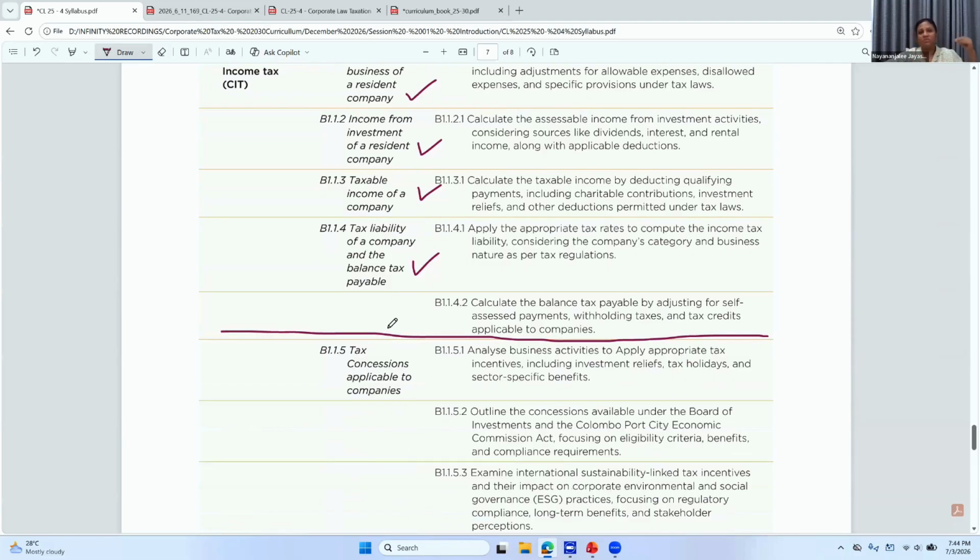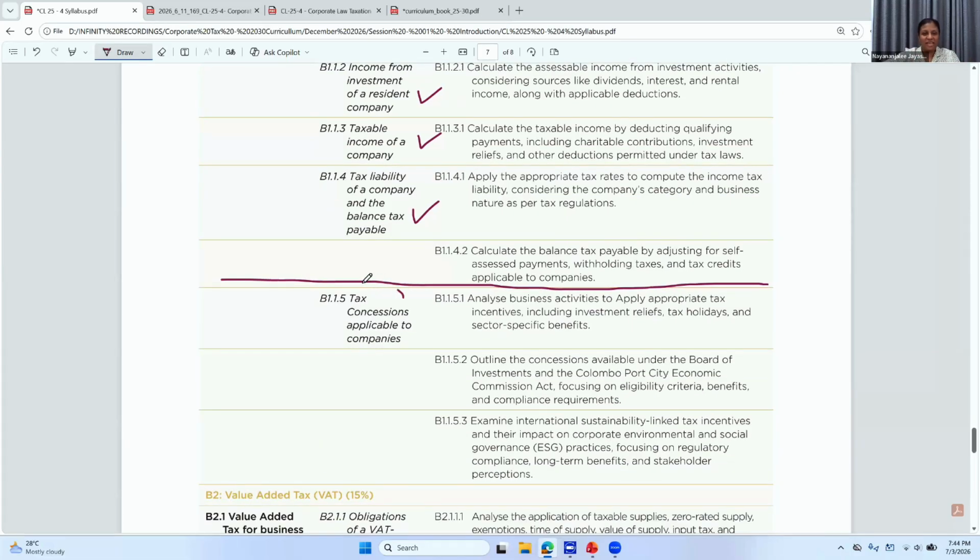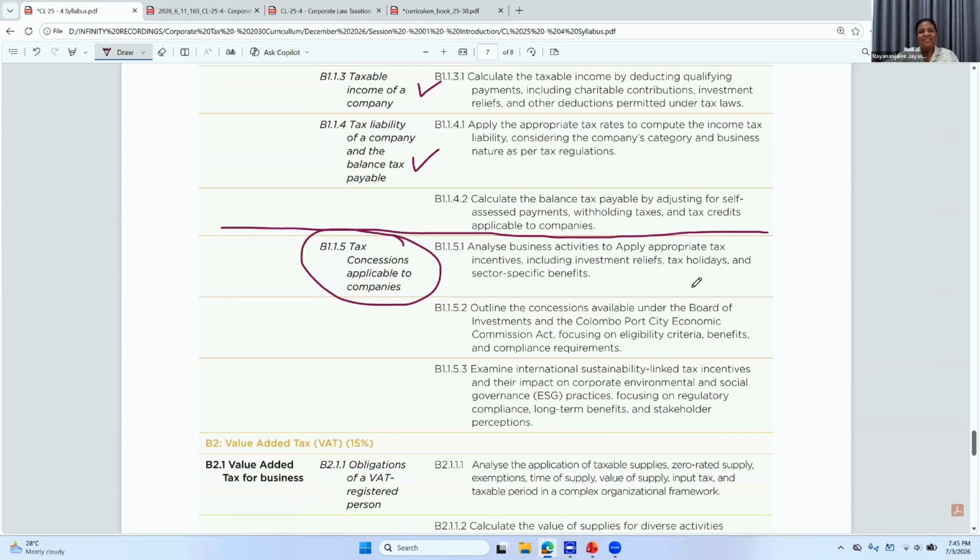Under that, for companies, what are the applicable tax concessions? Here we go. In that, this is very, very important because these are the trends which you have to know. Under tax concessions, analyze business activities to apply the appropriate tax incentives, including investment relief, tax holidays, and sector-specific benefits. Now we have the second schedule.